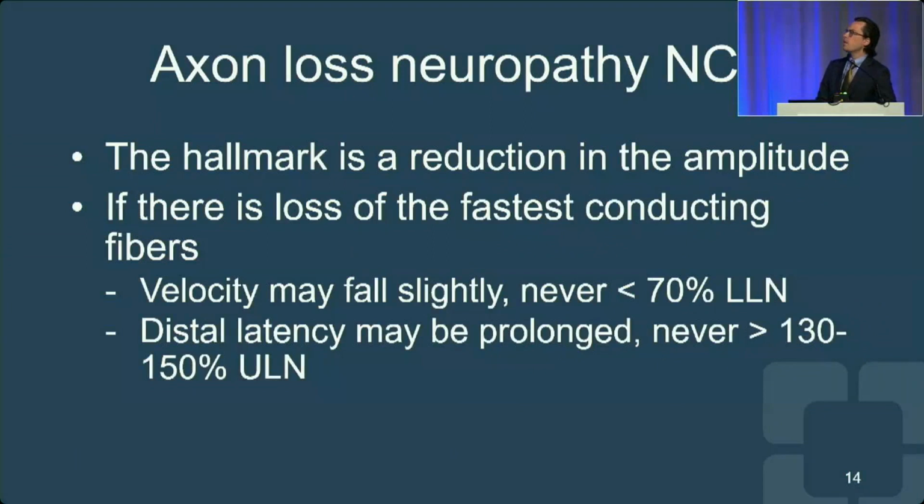So in axon loss neuropathies, the hallmark is a reduction in the amplitude. It's important to know that if there is especially severe axon loss, where you're losing the fastest conducting fibers, you may see some mild velocity changes. Typically, though, those velocity changes should never fall more than 70% of the lower limit of normal. For that same reason, you can also see some mild distal latency prolongation as well. Again, this is often seen in very severe axon loss processes. It doesn't necessarily mean there's demyelination there. It just reflects dropout of the fastest conducting fibers.